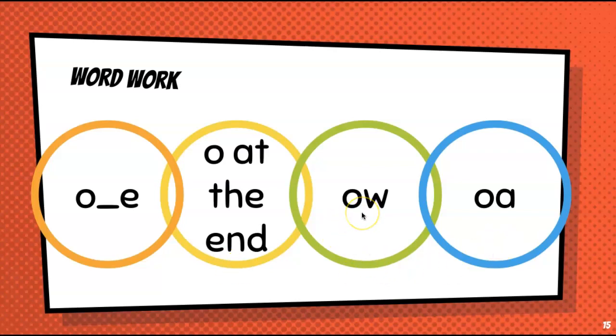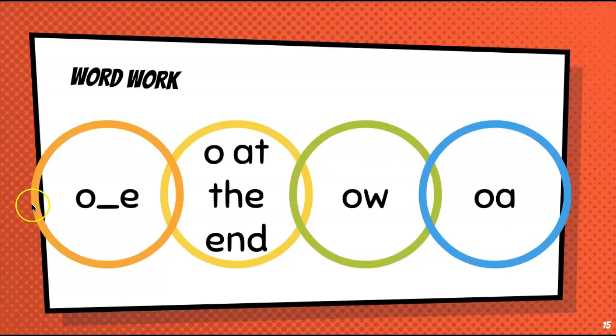Sometimes you can write the long O sound as OW. So sometimes OW makes the O sound. We know other times it also can make the ow sound, ow. But today we're going to be looking at words that when we see OW, it makes the long O sound. Another way that you can make the long O sound is with OA. OA makes the O sound. Let's look at some examples.